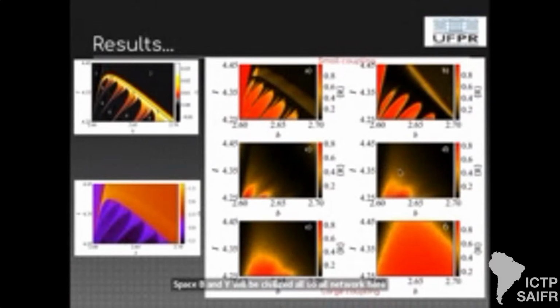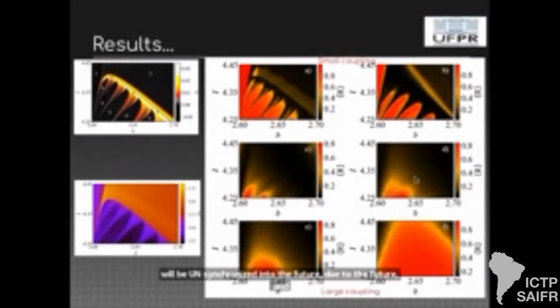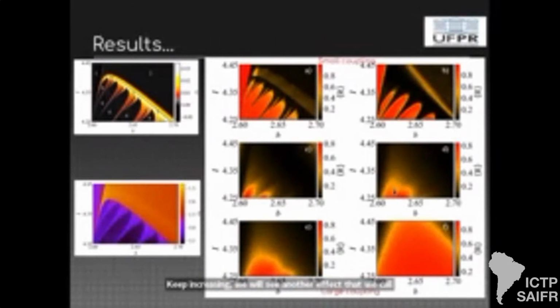And if the coupling keeps increasing, we will see another effect that we call the driving regime of the network, when the coupling is large enough to impose synchronization on the whole network. So if you keep increasing the coupling, the red area here keeps growing, and if I use a very large coupling, we will see this figure completely red. So this figure is very, very similar to this and this one.